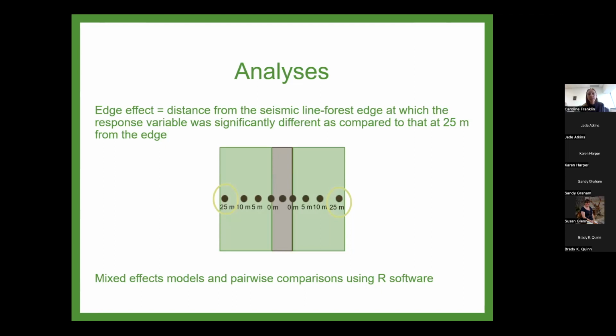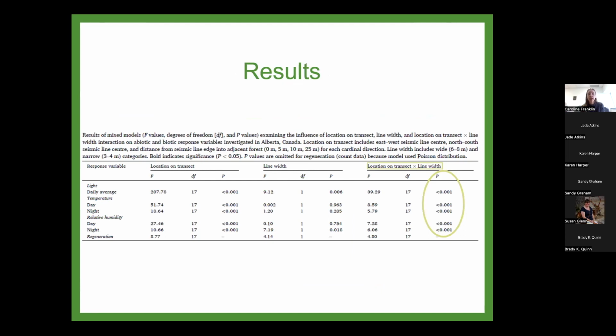And so for analyses, we defined edge effect as the distance from the seismic line forest edge at which the response variable was significantly different as compared to that at the 25 meters from the edge. So that was our forest interior in this case. And then we used our software to do mixed effects models and pairwise comparisons to look at our results. And what we found was that for all of the abiotic response variables, there was a significant interaction between the location on the transect and the width of the seismic line.